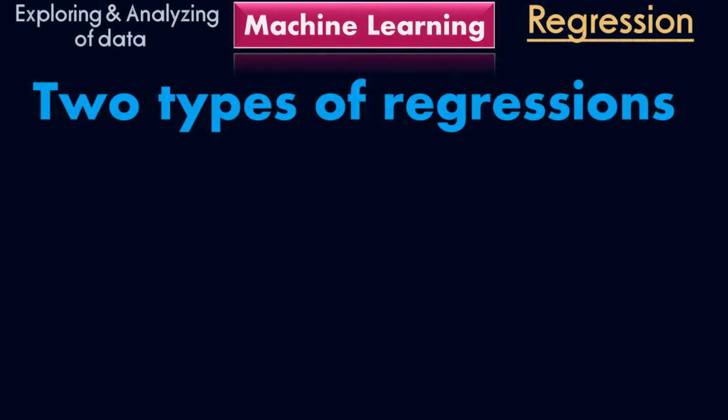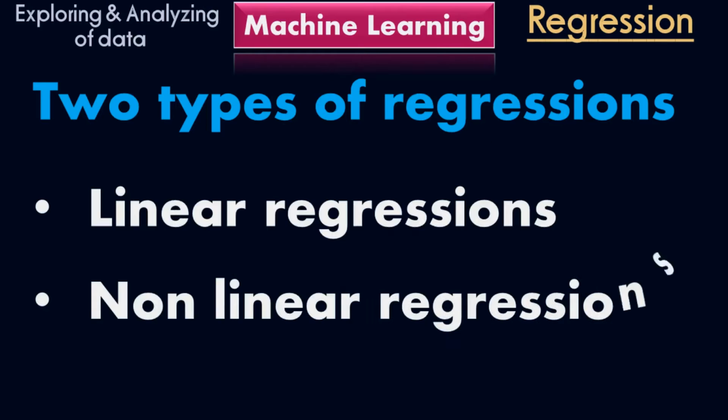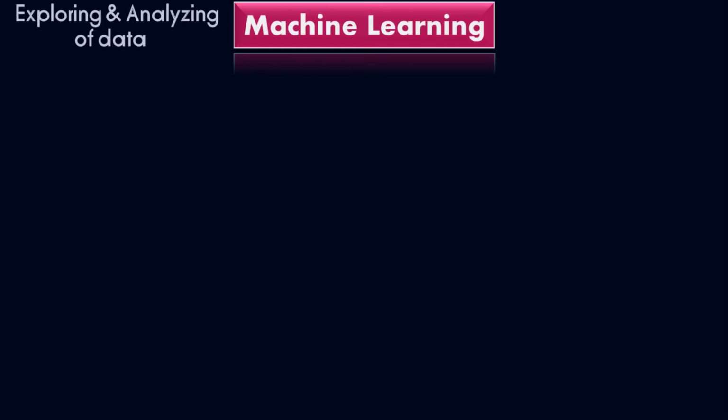We have two types of regressions. Number one, linear regression. Number two, nonlinear regression. So these are the two types of regressions. Now let's talk about these two types. We will check what linear regression is, how it looks graphically, and what nonlinear regression is, how it looks. So let's go for them.